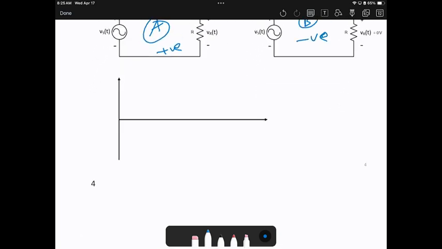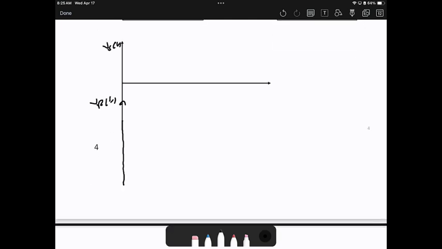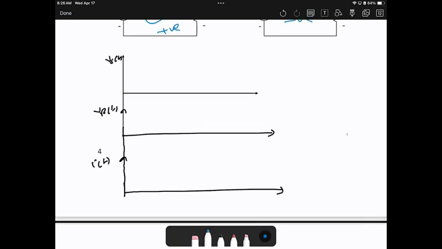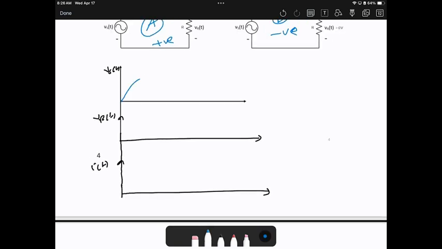So let me draw the waveform for everyone. Here is Vs of t. Then here we have Vr of t. Vs is the source, Vr is the load, and I would also like to draw the current, I of t. So the source is a sine wave, so it will be like this.